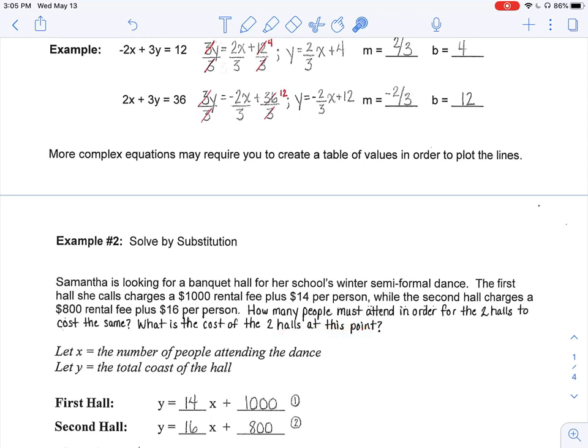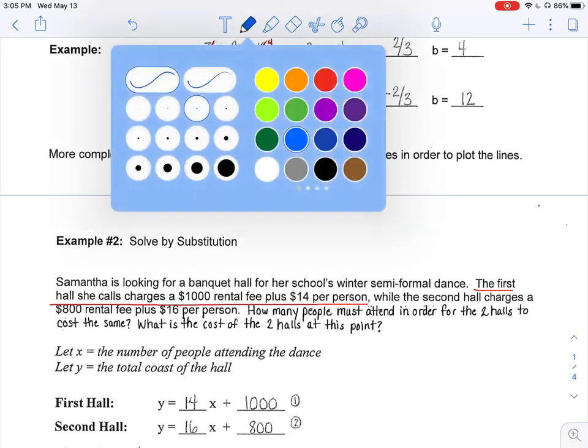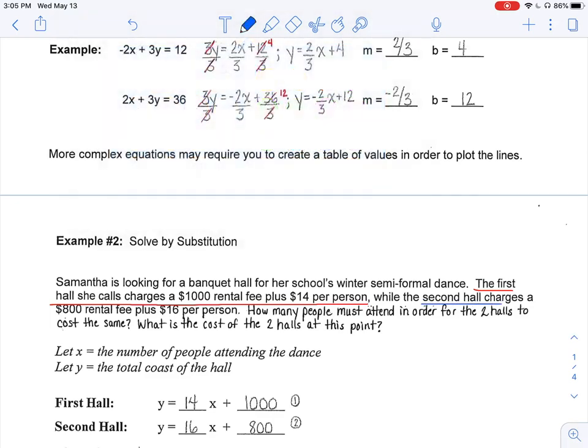So basically, you're looking for the solution of these. If I go ahead and underline, the first hall charges $1,000 plus $14 a person. And then the second hall charges $800 plus $16 a person. So we can see how we have our first hall, which would be our red.